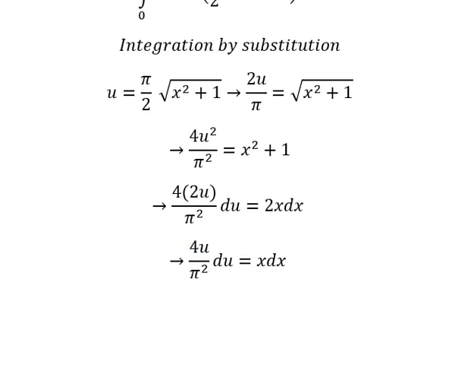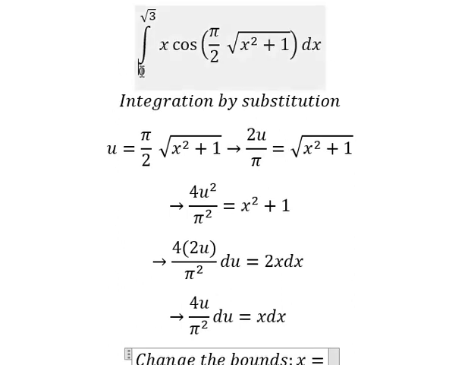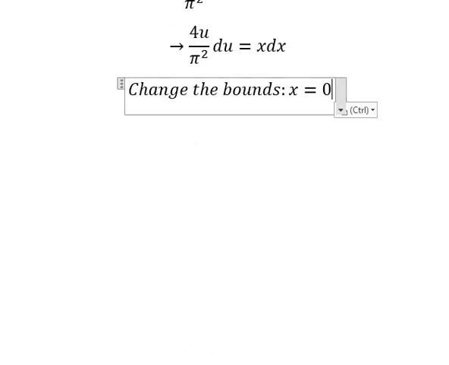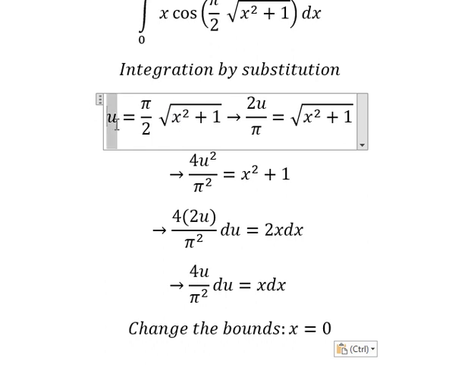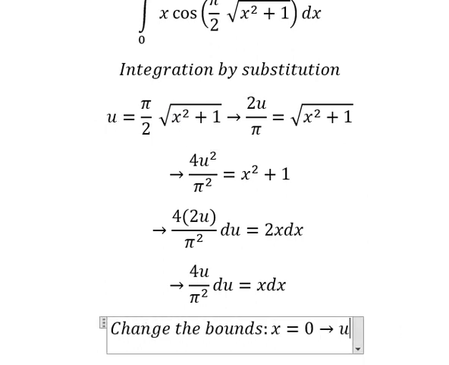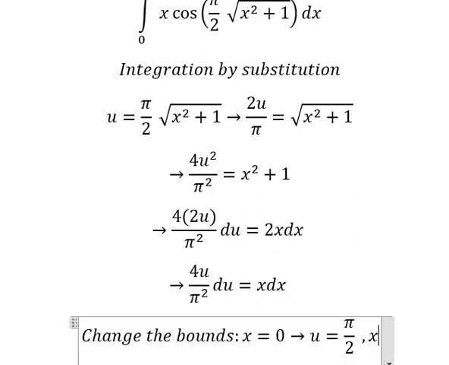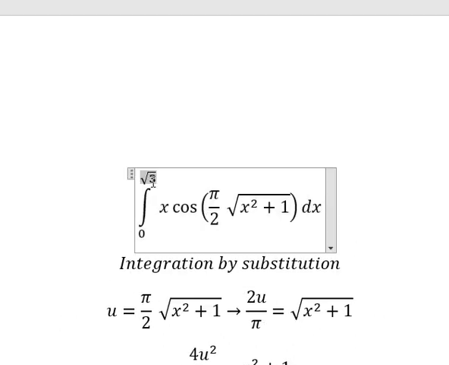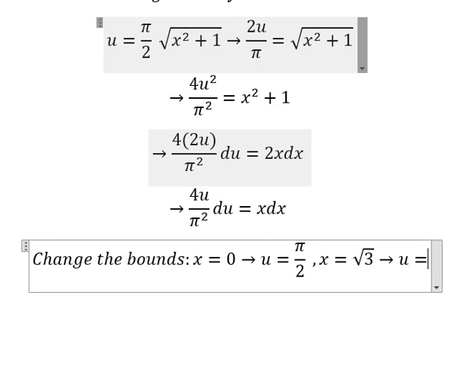Now we need to change the bounds. When s equals number 0 in here, I will put number 0 in here to find the value of u. So u equals b over 2. When s equals the square root of number 3, I will put this one in here, so we can find the value of u, which is b.